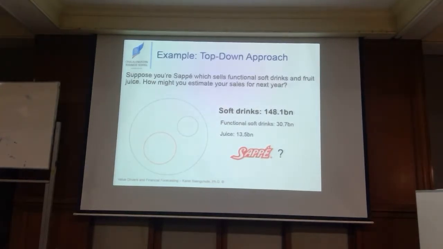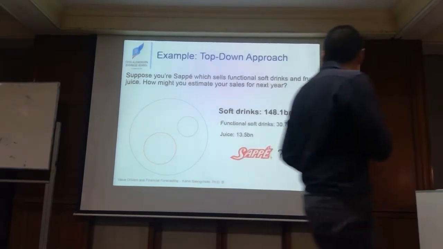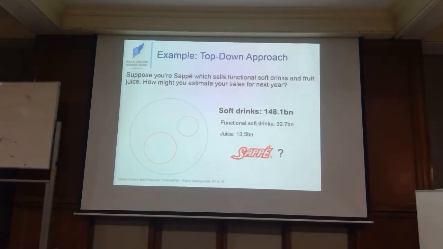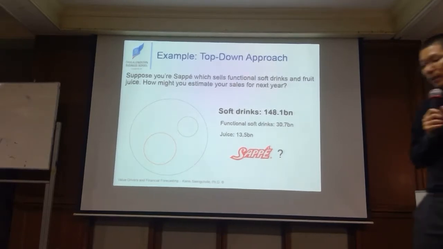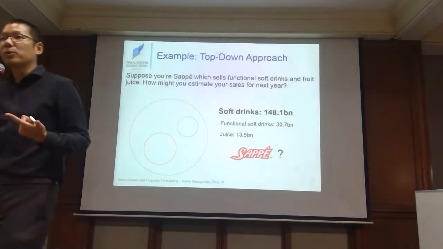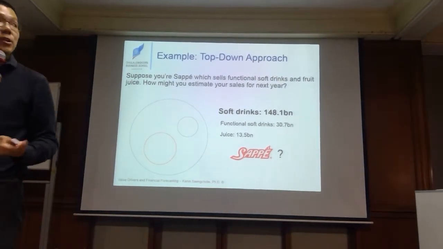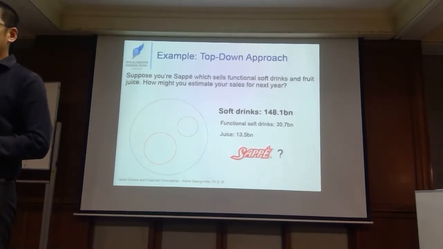A top-down approach would look like this. Suppose you're back in, say, 2016. Back then, the soft drink market for Thailand was about 150 billion baht. Sure, but that's not your market. That's all soft drink. If you're Satay, Satay sells soft drink, yes, but soft drink includes some fruit concentrates, includes soda, Coca-Cola, and so on. So a lot of this market is actually Coke, Pepsi, and all that stuff. So 150 billion might not be your number.